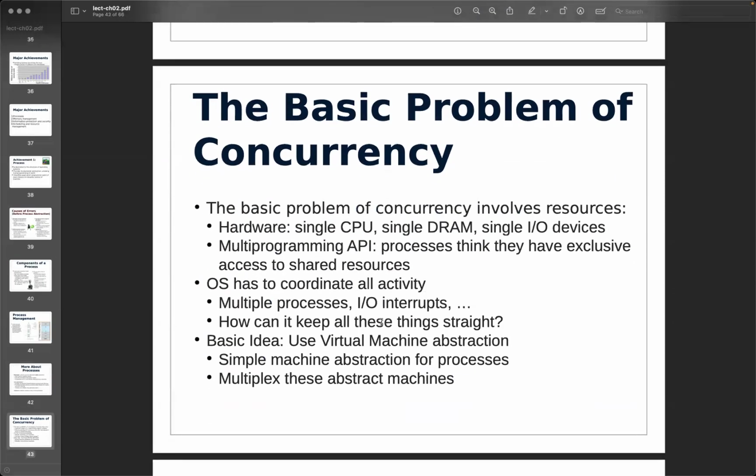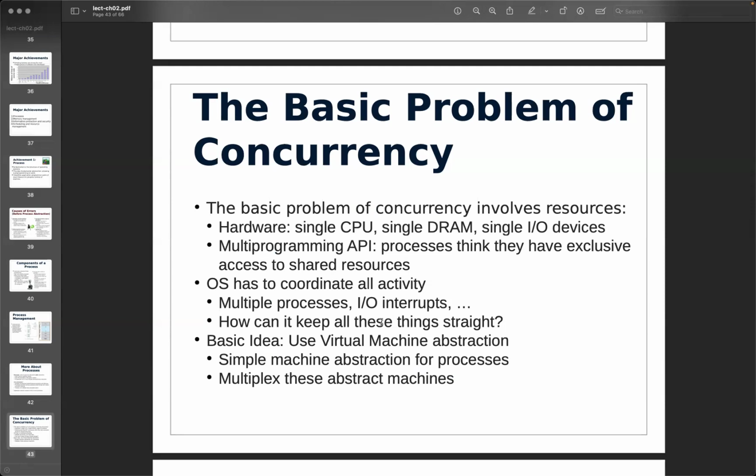Now we will go through the last part, the basic problem of concurrency. The basic problem of concurrency involves the resources. In hardware before, we had a single CPU, single RAM, or one single device. But now with multi-programming, each process needs to think it has access to all the shared resources. So we need an OS to coordinate. When we have multiple resources, how do we handle taking turns? Also, when an IO interrupt comes in, how do they keep going well?